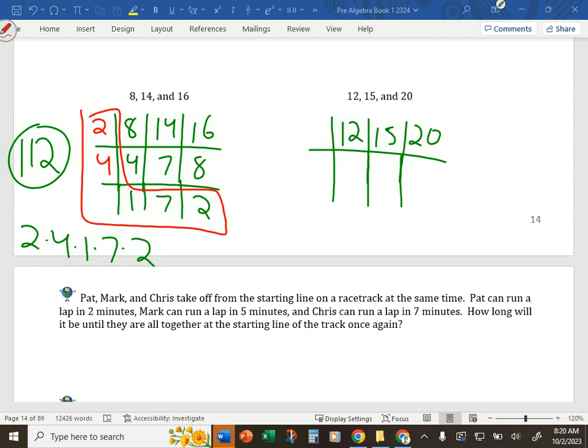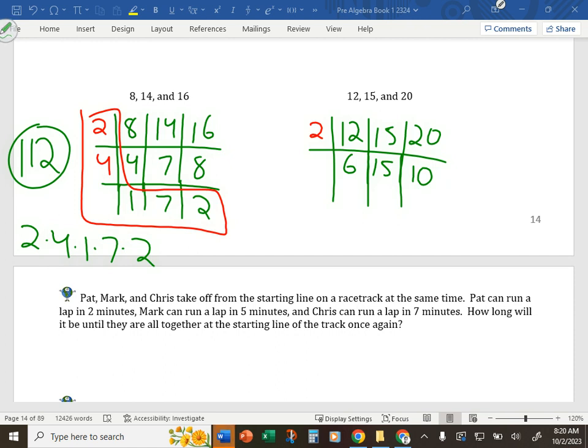Nothing can be taken out of all of them, so you've got to work. 2. 12 divided by 2 is 6. 15 divided by 2 can't be done. 20 divided by 2 is 10. Are we done? No. What can we do next?